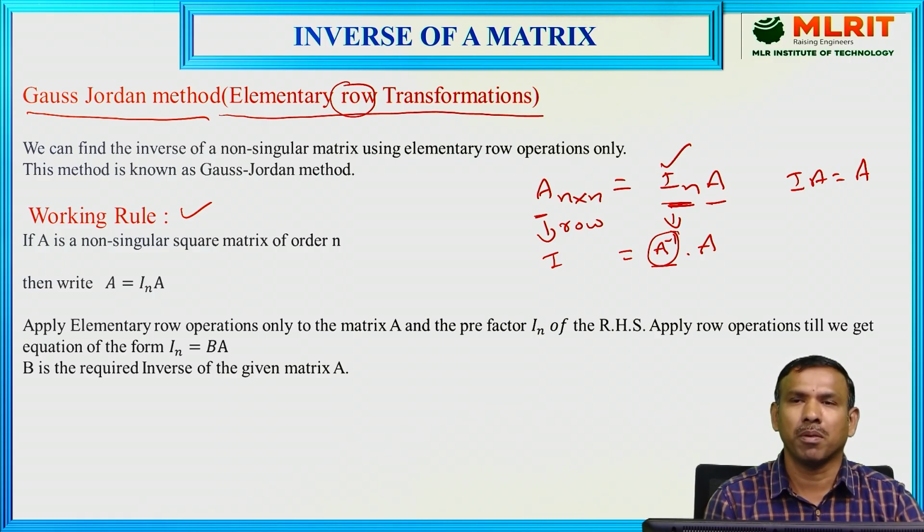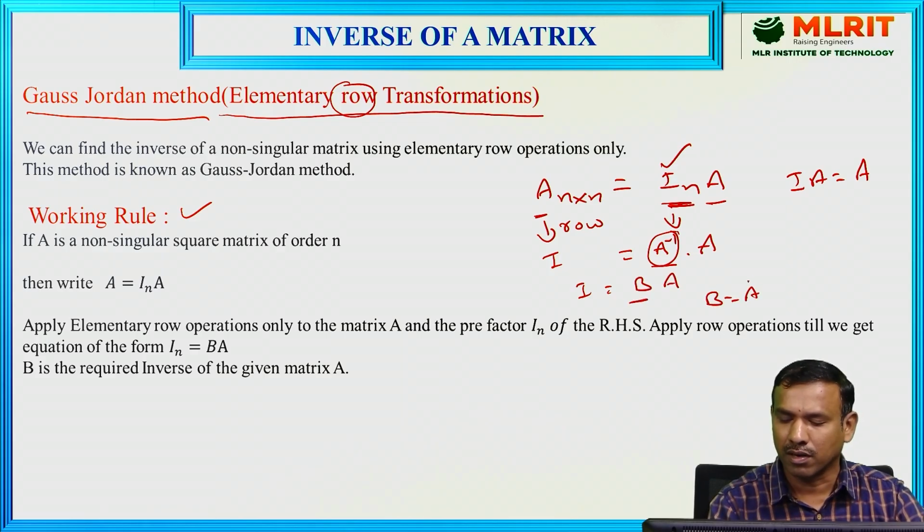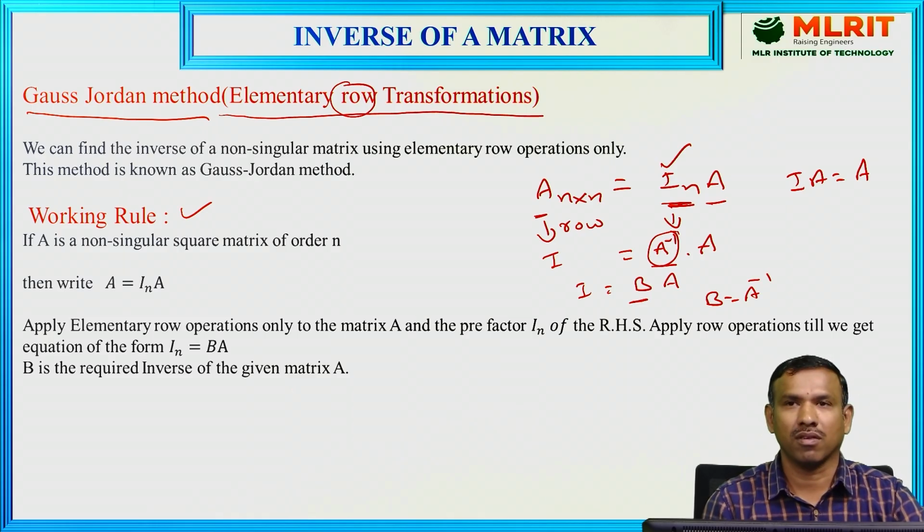So the key point to be remembered: only row operations can be applied to find the inverse using the Gauss-Jordan method. You should not apply column operations. So this is a new matrix, I is equal to BA, where B will be the inverse of the matrix. It is clearly mentioned that B is the required inverse. For verification, multiply the obtained matrix and the given A; you will get I. Let us go for one problem and discuss this Gauss-Jordan method.